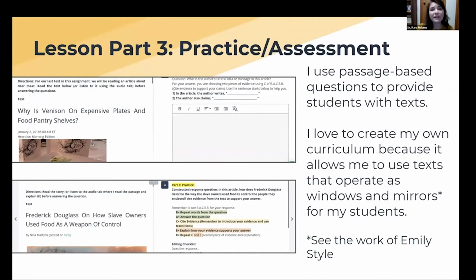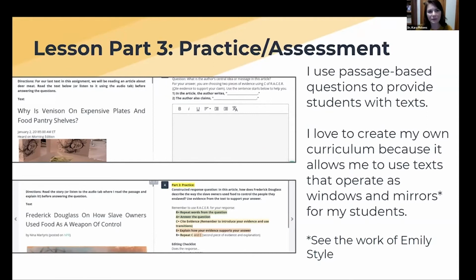Okay, the third part of the lesson is we would do practice or assessment of that skill. And I used the passage-based questions to provide students with text. And I absolutely love having the freedom to create my own curriculum because it allows me to use text that operate as windows and mirrors for my students. And I'm borrowing here from the work of Emily Style, who said that students need to read things that operate as mirrors that reflect their own experience, and that they can feel that they're not alone in the world, that there's others like them, but they also need to read things that are windows that expose them to new cultures and new practices.